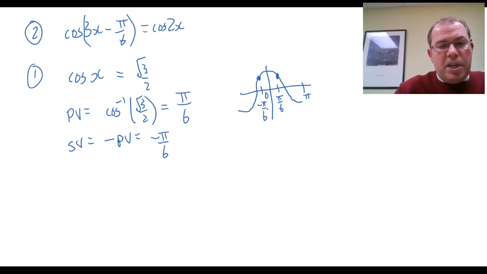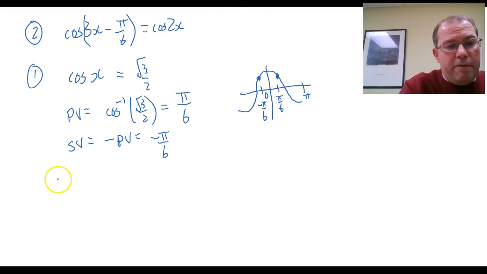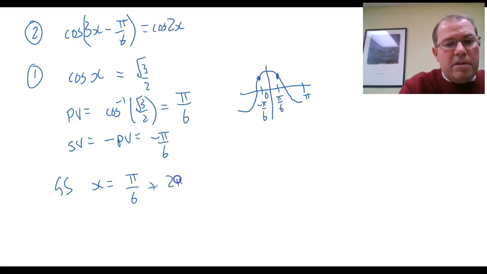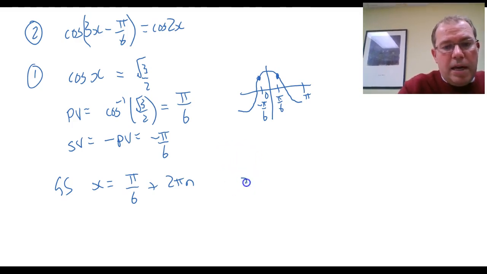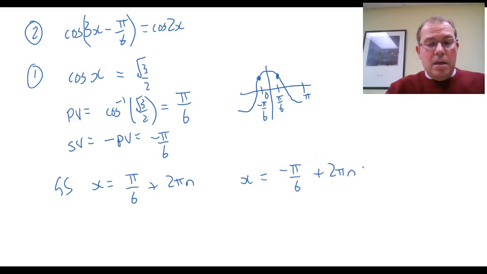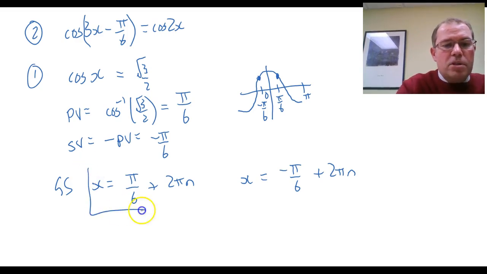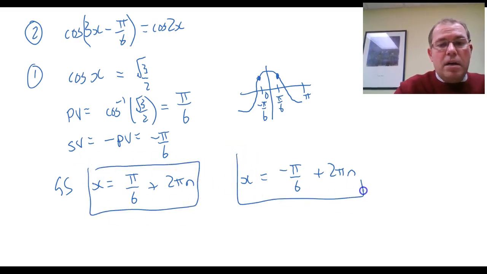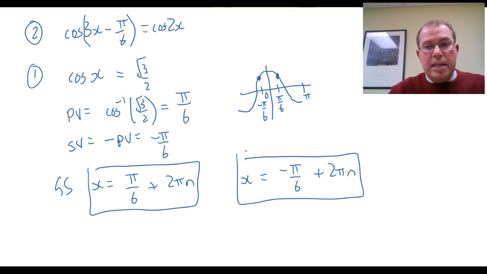Using those two answers, because the period is 2 pi, we can generate formulas for all of the others. So we've got a formula, the principal value plus 2 pi n, because the period is 2 pi, and the secondary value, so x equals minus pi over 6 plus again 2 pi n. And we could put values in for n to generate our infinite number of solutions. So that's how to use the principal value approach and general solutions to get formulas which can then generate all of our answers. And we can obviously restrict that in a given domain.